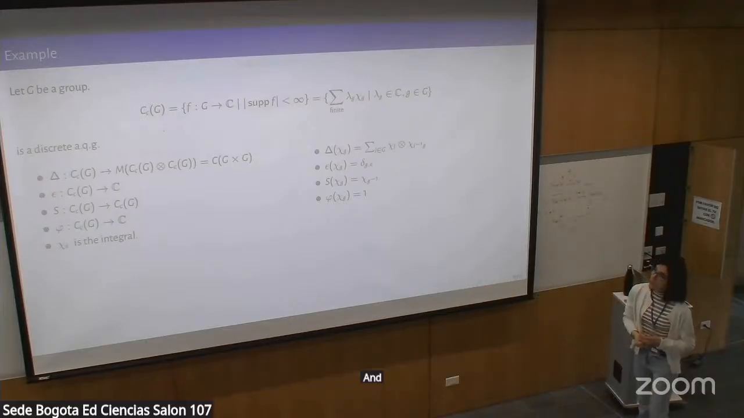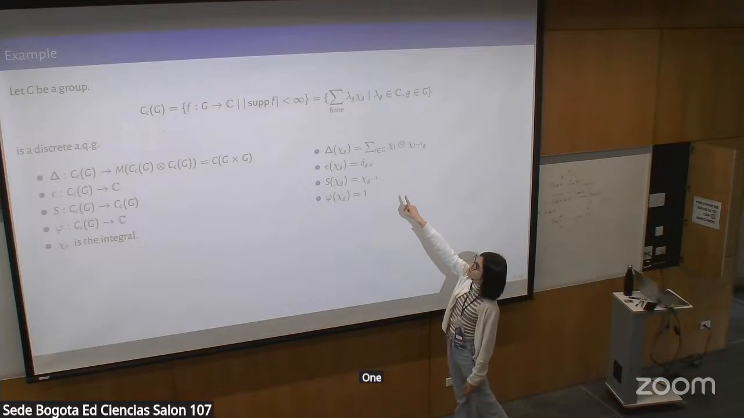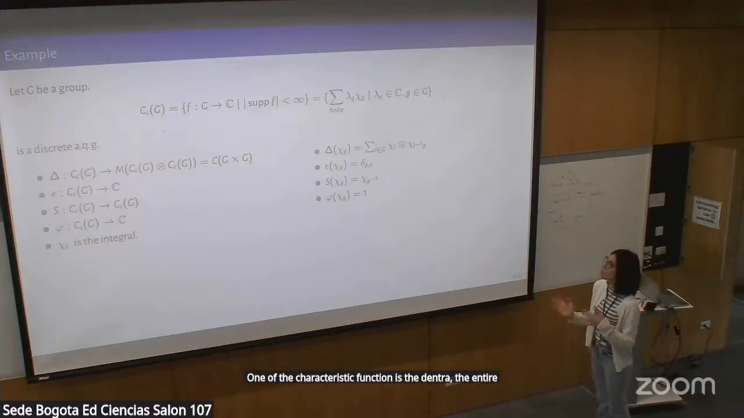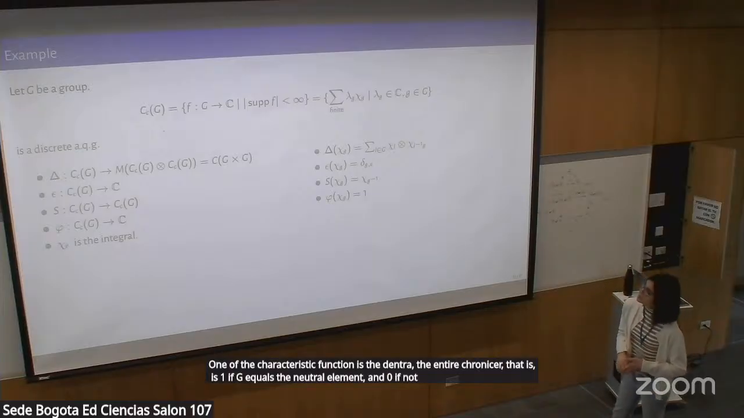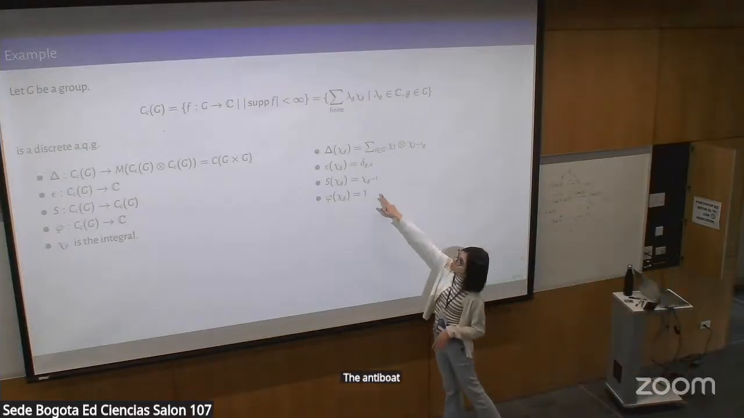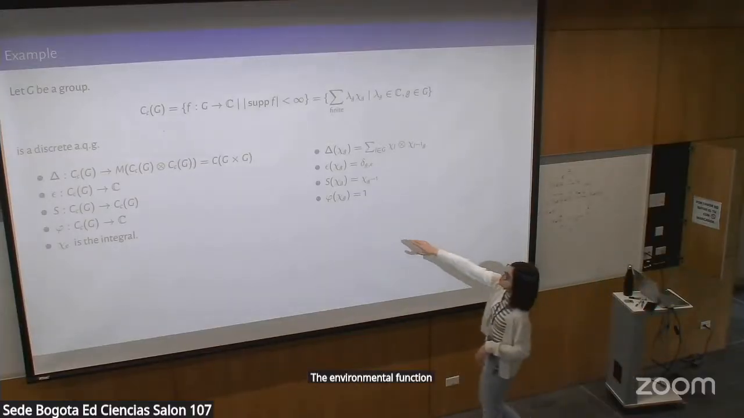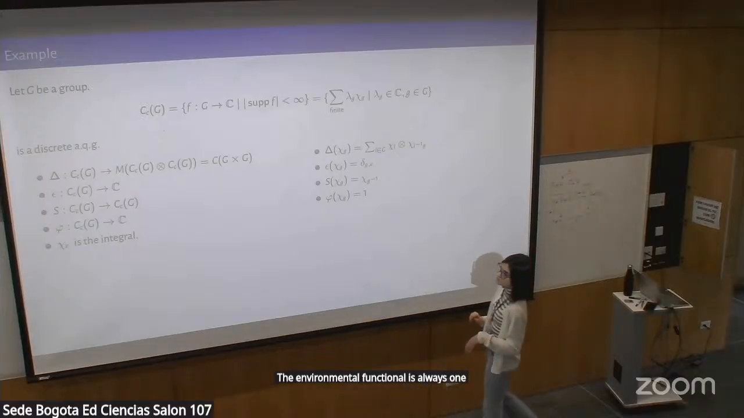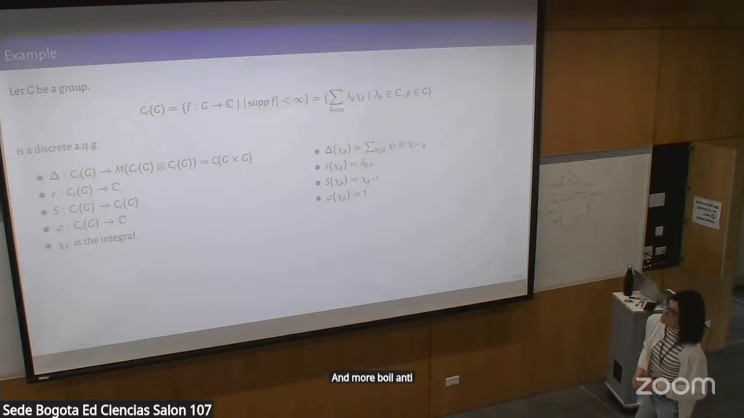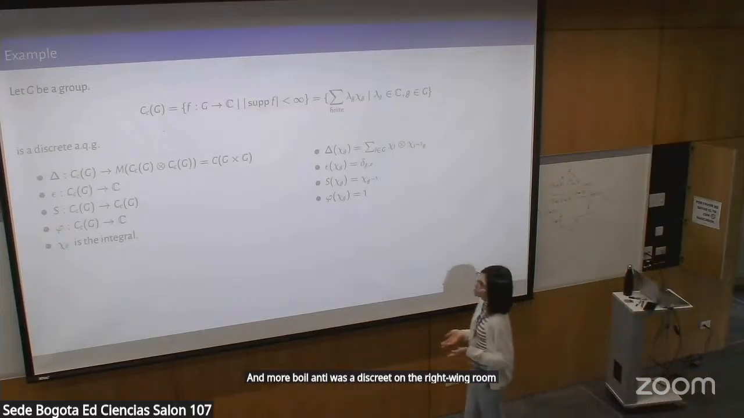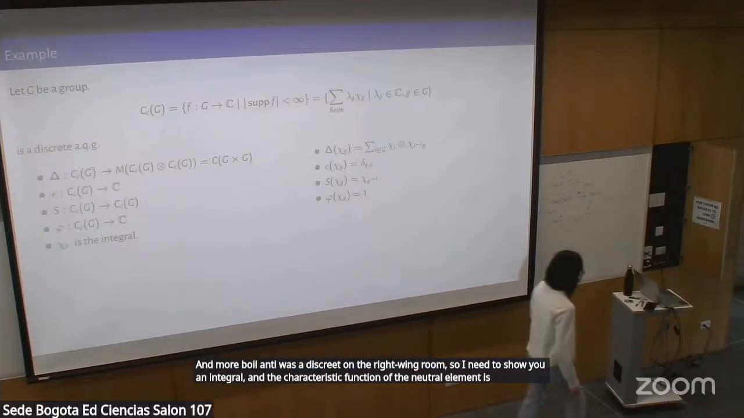And there we have the co-unit. The co-unit on the characteristic function is the Kronecker delta, that is 1 if g equals the neutral element and 0 if not. The antipode takes the characteristic function of the inverse. The invariant functional is always 1 on every characteristic function. And moreover, I said it was a discrete algebraic quantum group, so I need to show you an integral, and the characteristic function of the neutral element is an integral in this case.